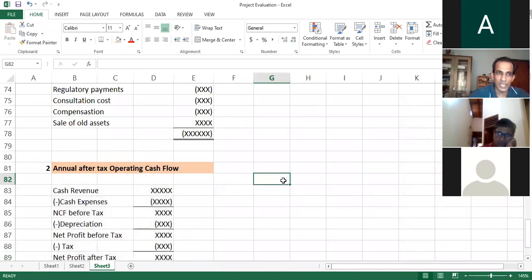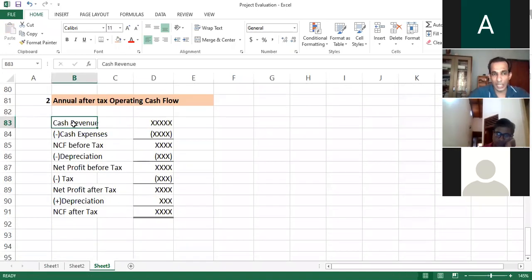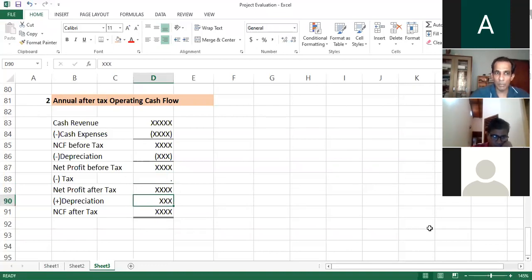You remember we discussed last day, we have to consider cash revenue, and from that cash expenses should be deducted. Then we get net cash flow before tax. From the net cash flow before tax, we need to deduct depreciation. Then we get net profit before tax. From that we have to deduct tax. Then we get net profit after tax. We add back depreciation. We get net cash after tax. Most of the calculations involve this category.